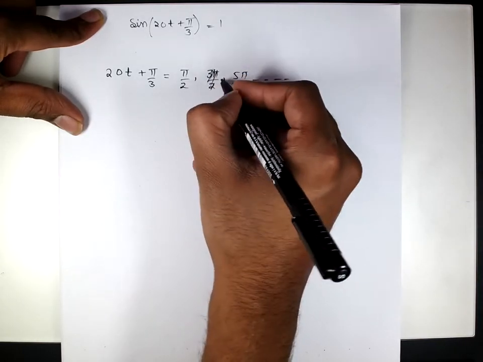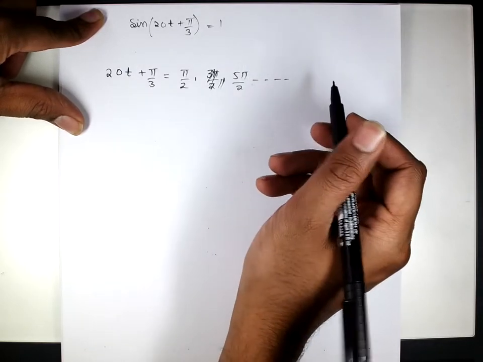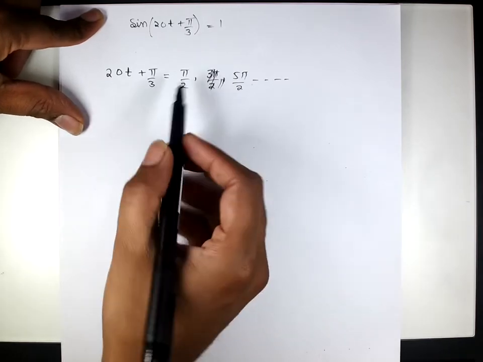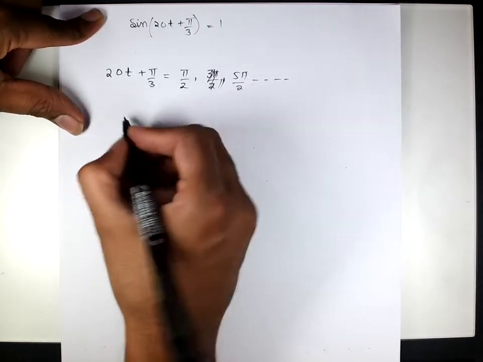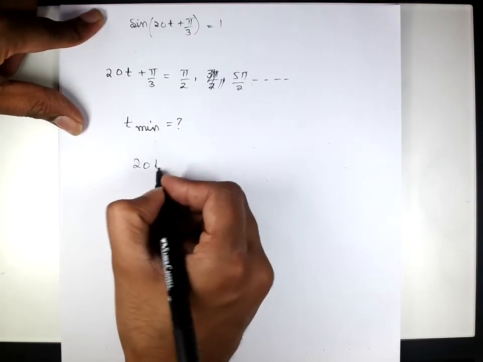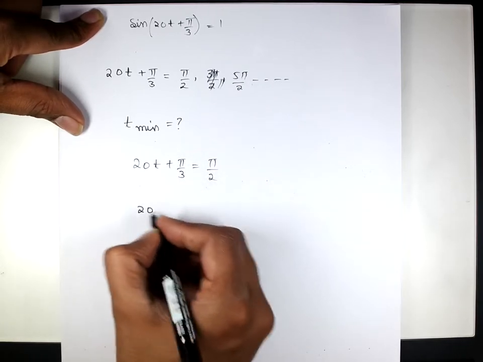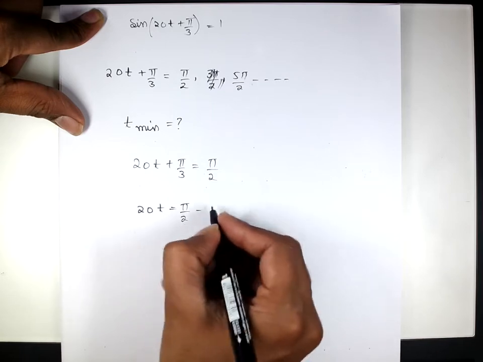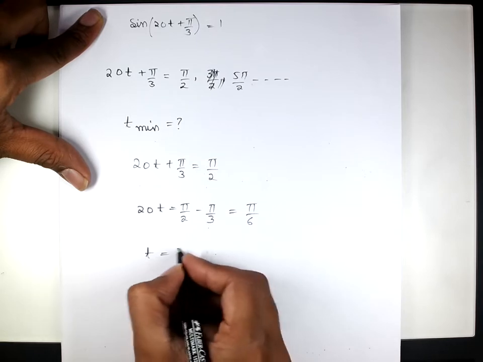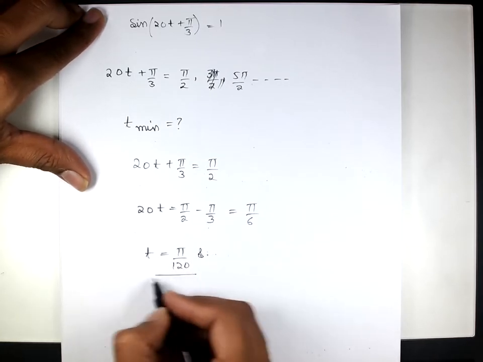3 pi by 2 is not there. It is either equal to pi by 2 or 5 pi by 2 or 9 pi by 2, and this series continues in this way. Basically we need the minimum value of time, so we simply pick the first root, that is 20t plus pi by 3 equal to pi by 2, or 20t equal to pi by 2 minus pi by 3, or pi by 6, or t equal to pi by 120 seconds. This is the answer to the first problem.